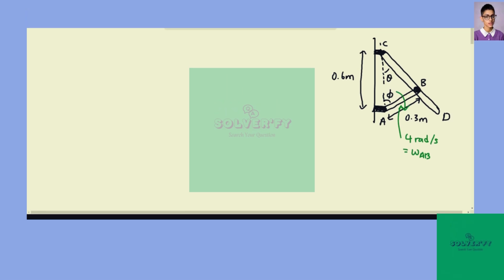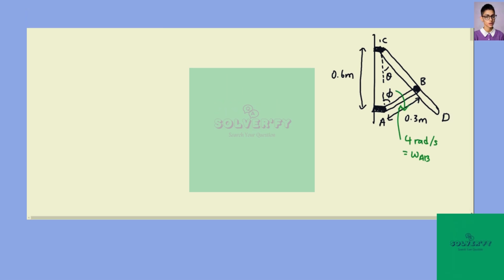In this question, we have this setup whereby the crank AB is rotating with a constant angular velocity of 4 radians per second. We need to determine the angular velocity of the rod CD at the instant theta equals 30 degrees. Based on this geometry, we can draw a triangle for ABC. This is how the triangle looks.